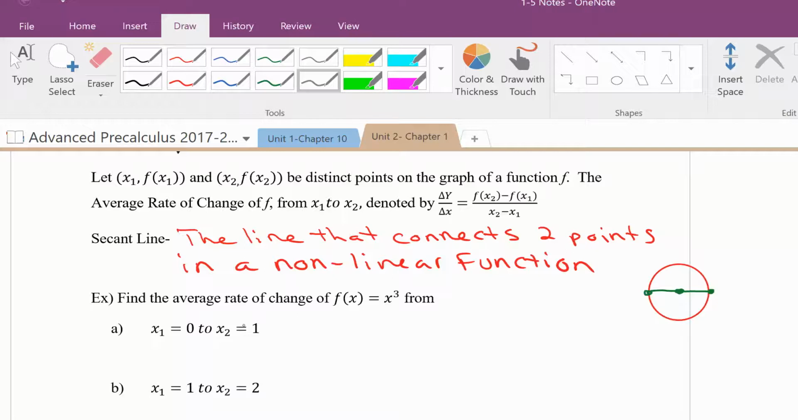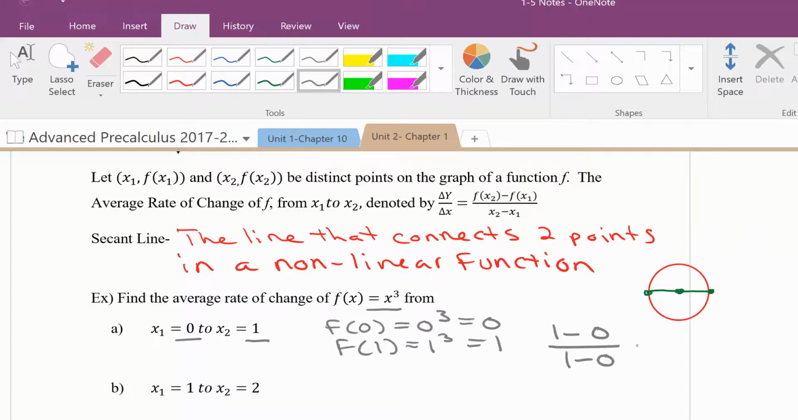To do this, we find the slope of the secant line. So here, the function's f of x equals x to the third, and we want to find the rate of change between 0 and 1. So we find f of 0, which is 0, and f of 1, which is 1, and then we take the slope. So the y values is 1 minus 0 over the x, which is 1 minus 0, so you get 1 over 1, which is 1. So the average rate of change on x to the third between 0 and 1 is 1.